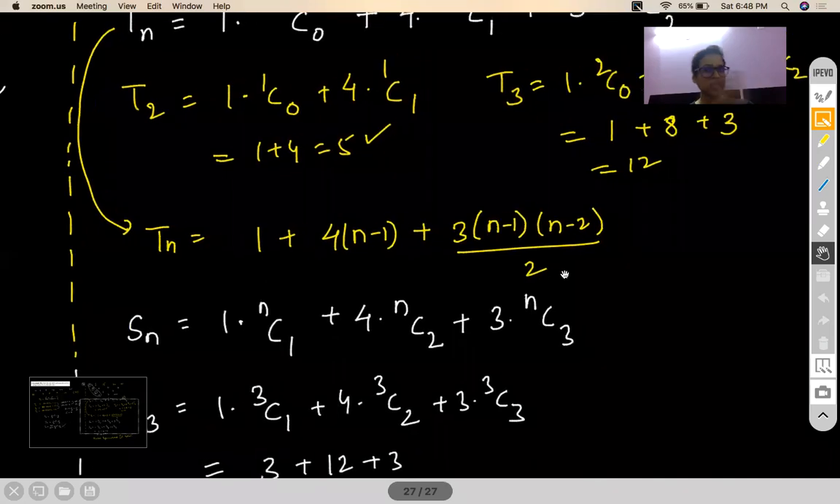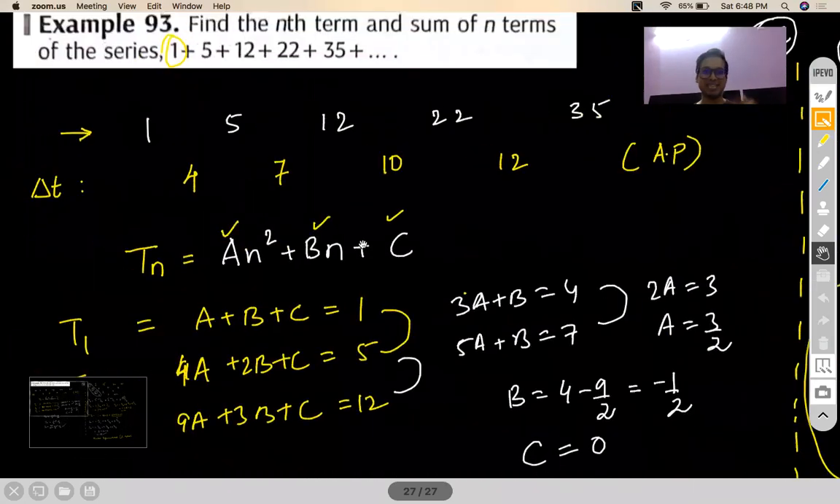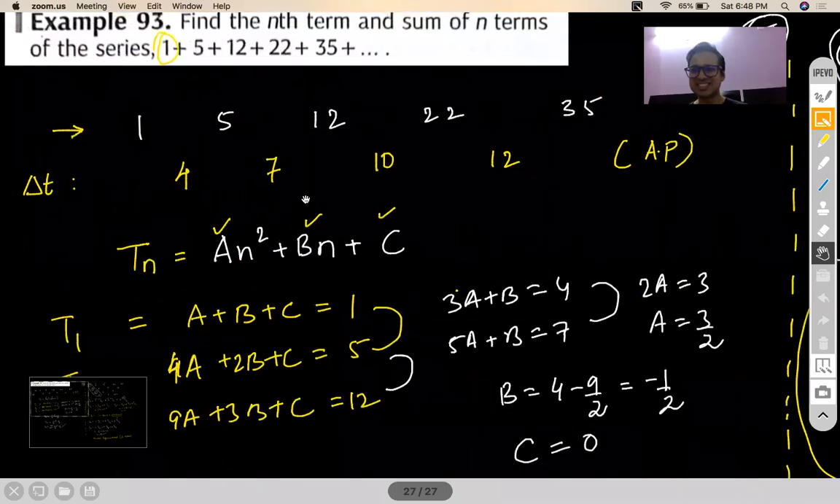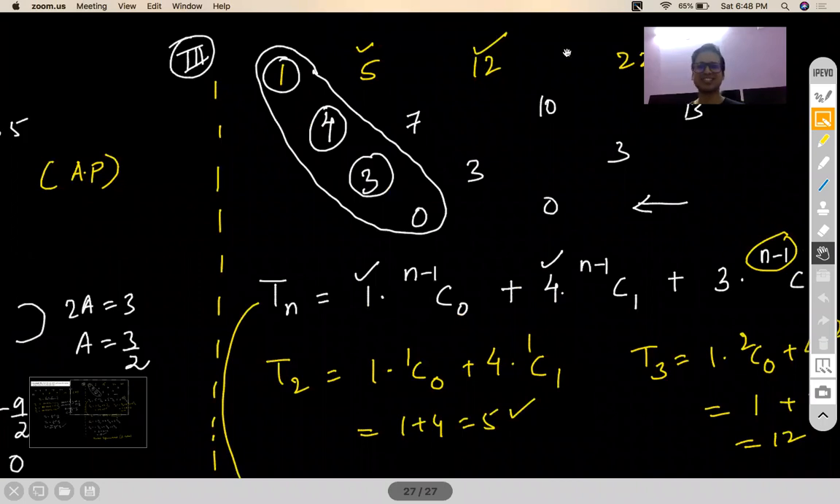Now, one question is still not addressed. What if the differences here was not an AP? It was a GP. Then what to do? Okay. For that also there is a shortcut. So we'll go to that.